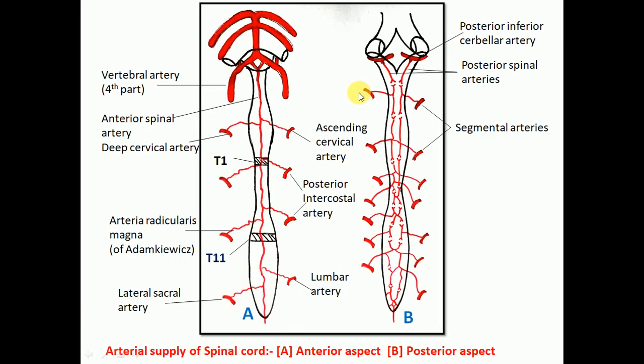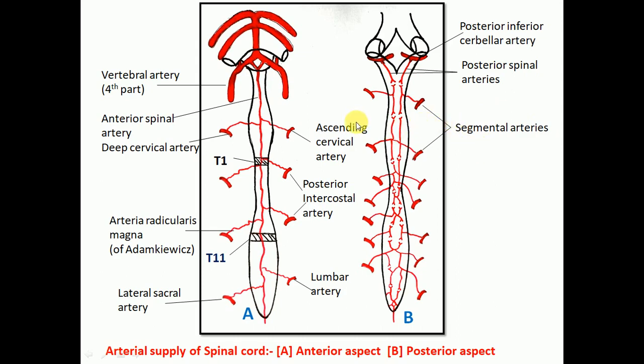Now, arterial supply of the spinal cord. This diagram A shows the anterior aspect, diagram B shows the posterior aspect. It is mainly supplied by the anterior spinal artery, 2 posterior spinal arteries, and segmental or radicular arteries.